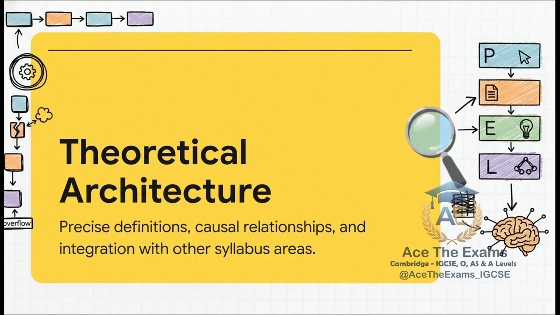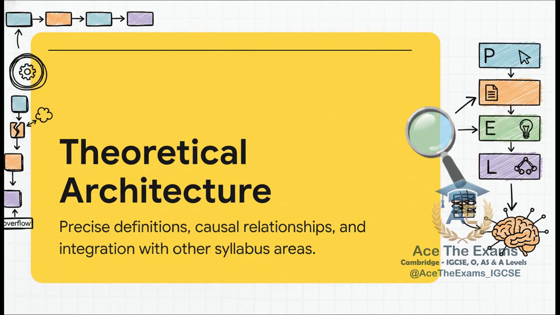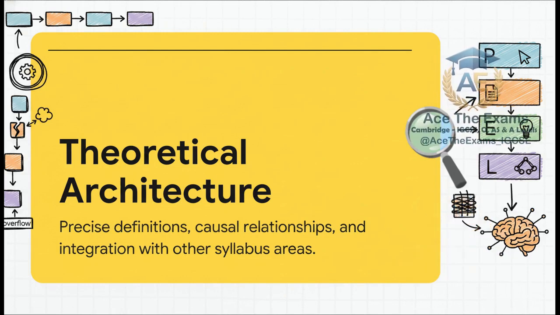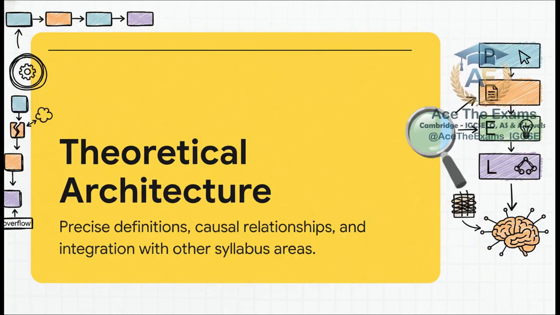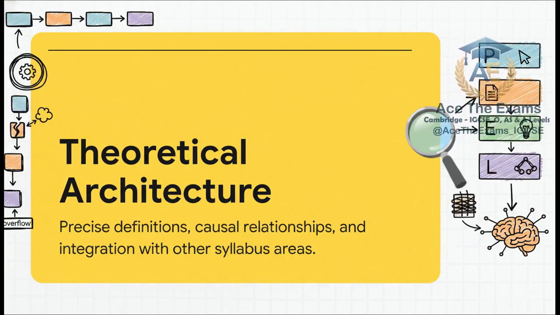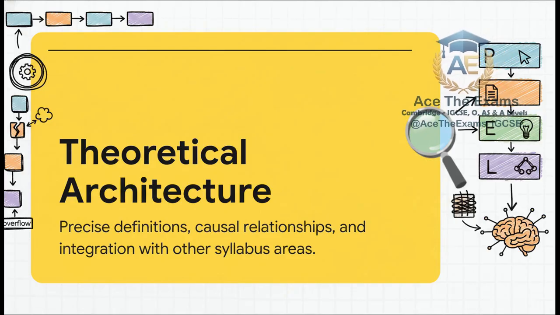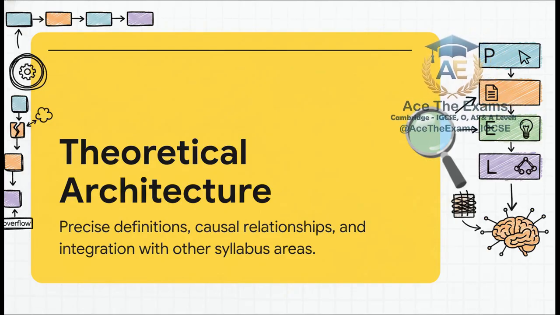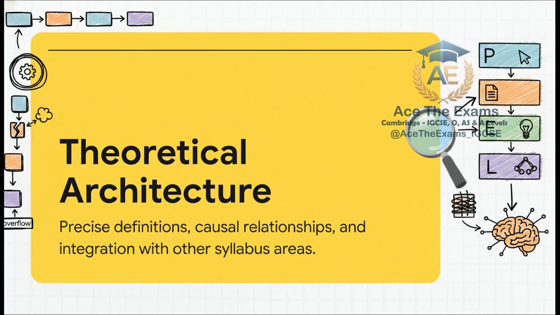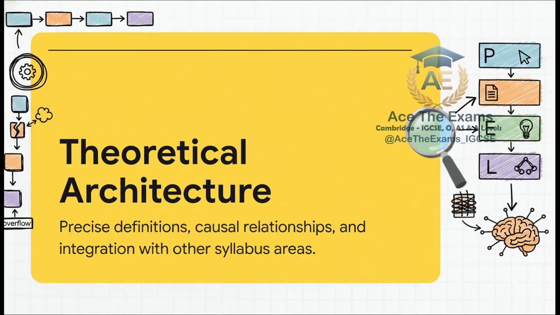And most importantly, you need integration with other syllabus areas. Whether you've built your foundations in 0417, 0478, 0983, 0984, or 2210, the destination is mastering this 9618 A-level standard where everything connects. This is exactly where I need to introduce you to the ultimate tool for this architecture. It's the PEEL framework: point, evidence, explanation, link.